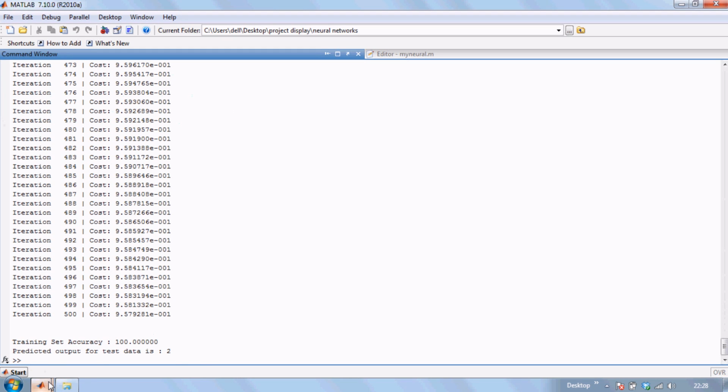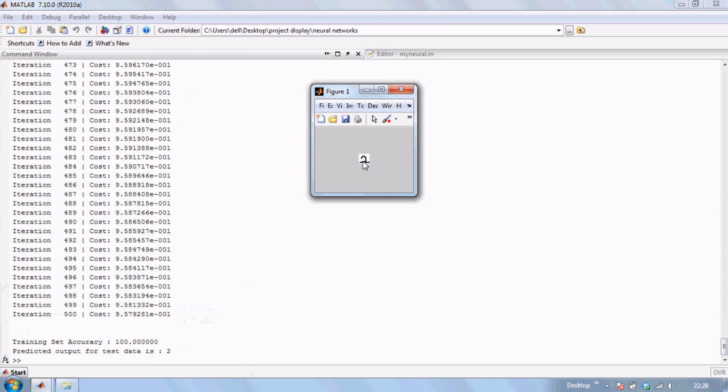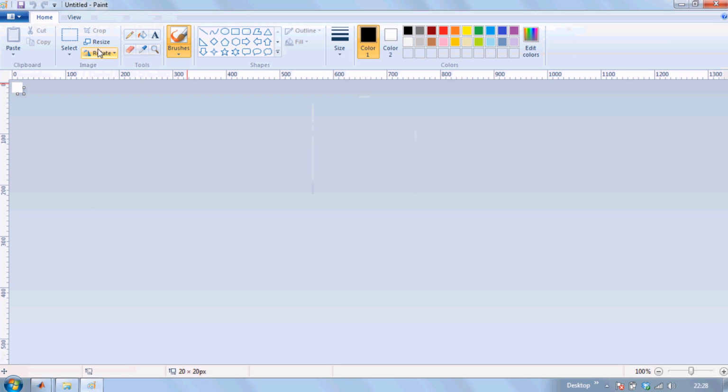Predicted output for the test data. This is my test data and it's giving the output as 2. I can give whatever number I want. I'll open Paint and I'll probably write 3.